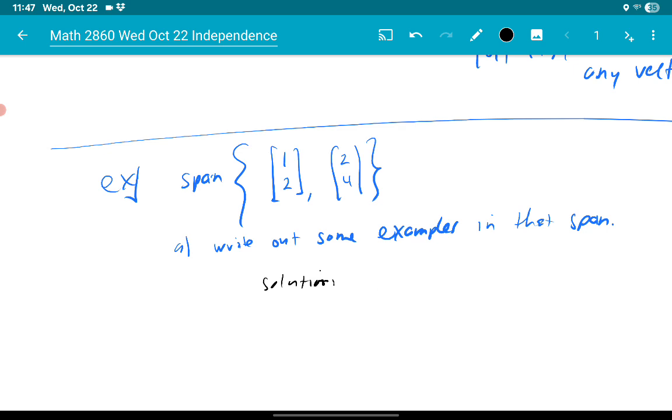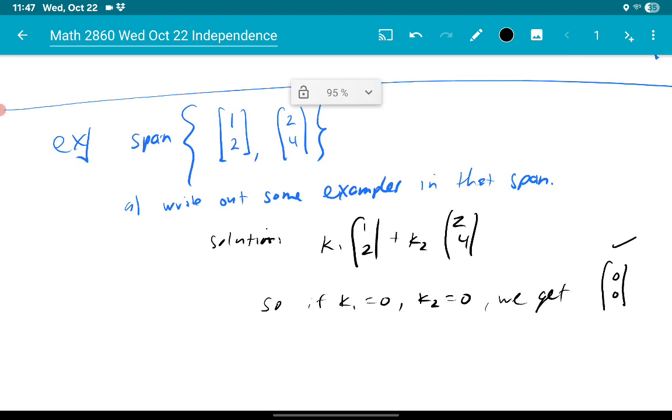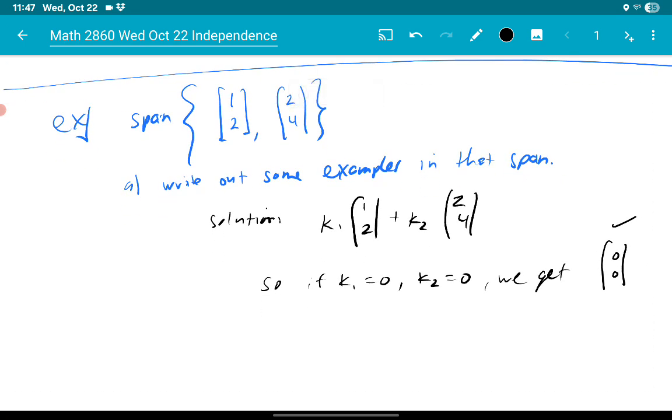Well, I can take any k1 times the first vector plus any k2 times the second vector. So just think of any. If k1 and k2 are both 0, of course we still can create the 0 vector. So that's in there. That's no different than the last example. But you might be wondering, can I produce any vector in R2? Let's try a few others.